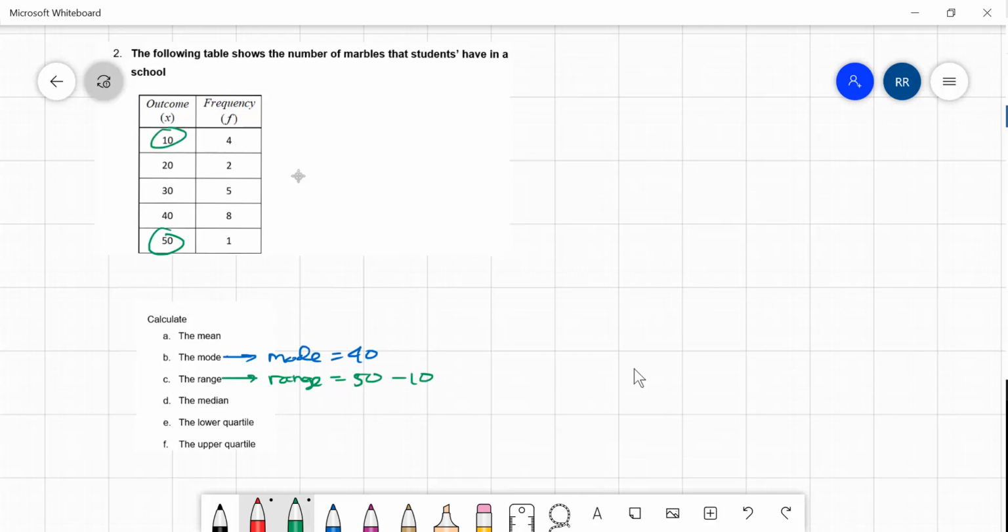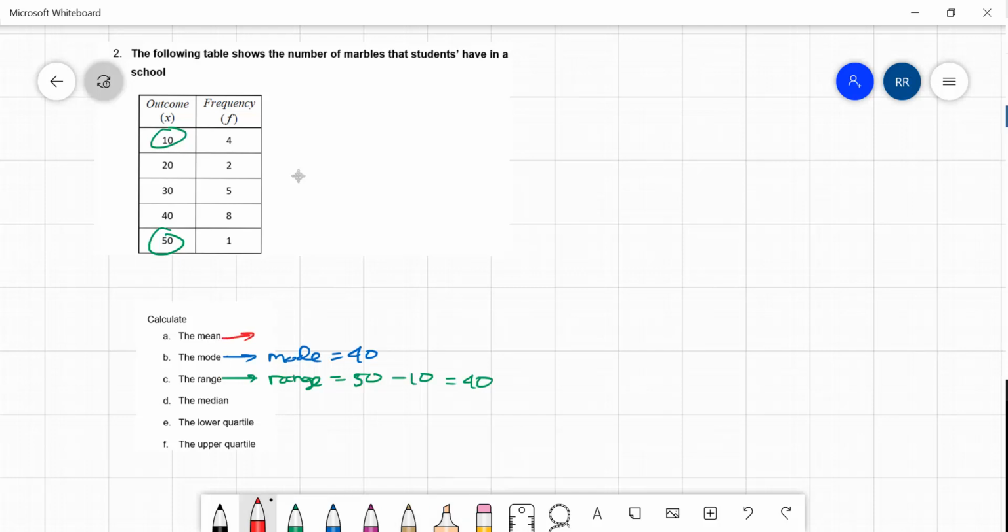Okay, so be careful not to get here. That is not for the range. The range is just the maximum value, 50, and the minimum value, 10. So 50 minus 10 is equal to 40. Okay, the next one, I'm going to go to the mean.